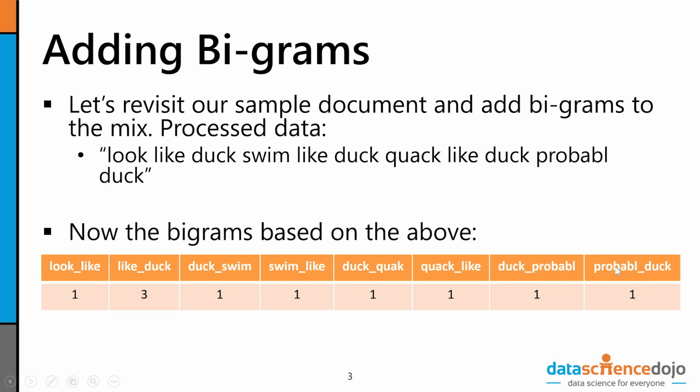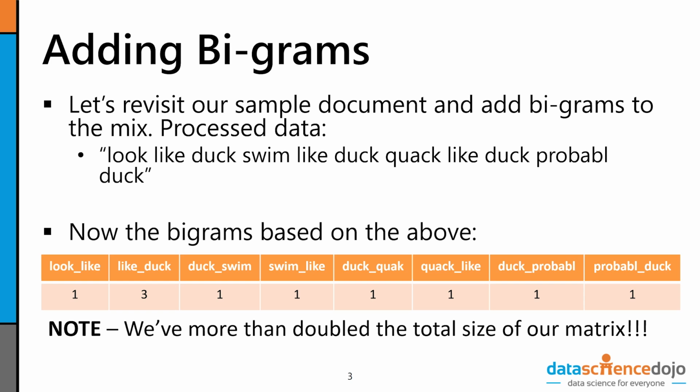We can start talking about probable duck, duck probable, starting to infer something about the semantics of this document, and then you can see the quack like, and then like duck, and all that kind of stuff. Notice how this is more powerful than just the simple unigram representation. Not surprisingly, word positioning and word ordering actually help. Depending on your situation, bigrams will add a lot of power, trigrams could add a lot of power, quadgrams could add a lot of power, and so on. But here's the thing you have to be cognizant of. This is super, super important.